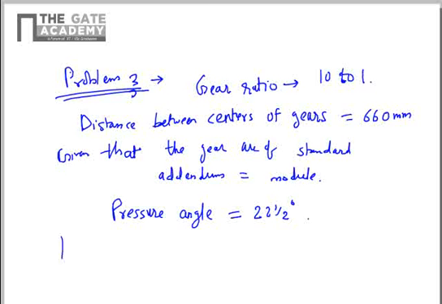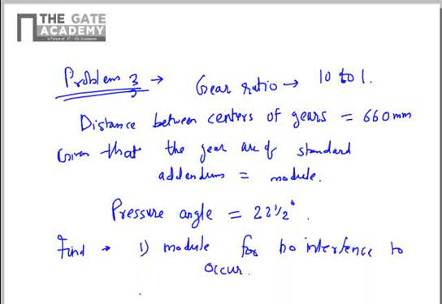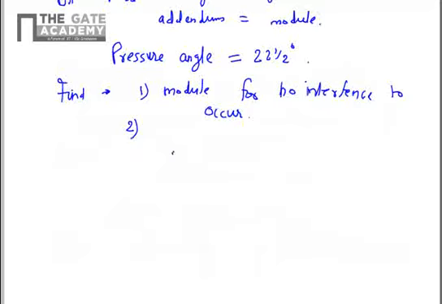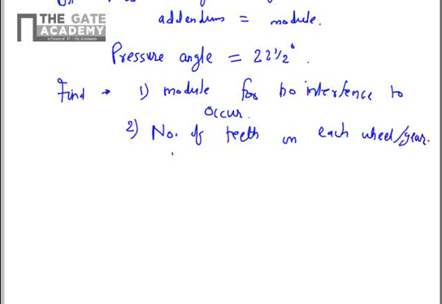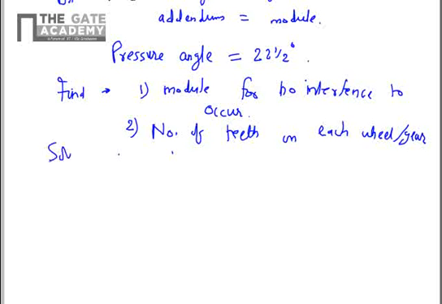So first part of the problem: find the module for no interference to occur. In this case, if you have noticed, the module was not given. We have to calculate the module first. And the second part: the number of teeth on each wheel, on each gear. So we'll go ahead with the solution.